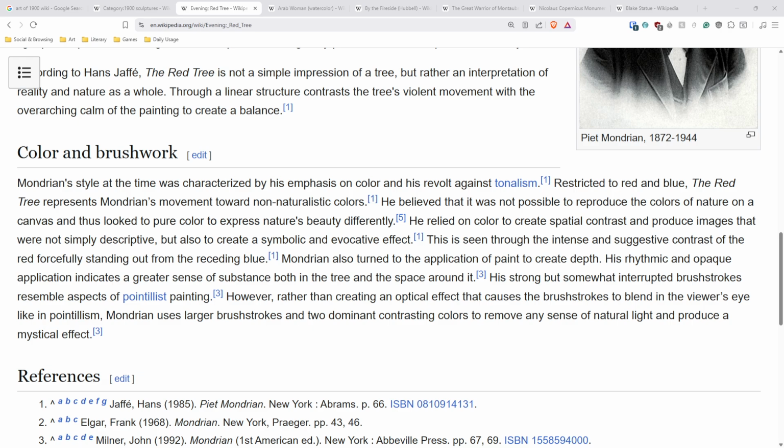Brushstrokes resemble aspects of Pointillist painting. However, rather than creating an optical effect that causes the brushstrokes to blend in the viewer's eye, like Pointillism, Mondrian uses larger brushstrokes and two dominant contrasting colors to remove any sense of natural light and produce a mystical effect.